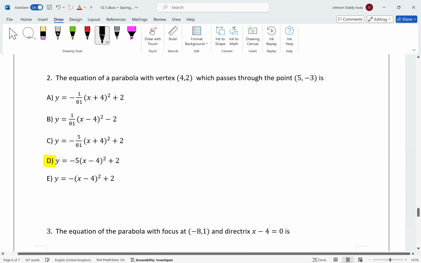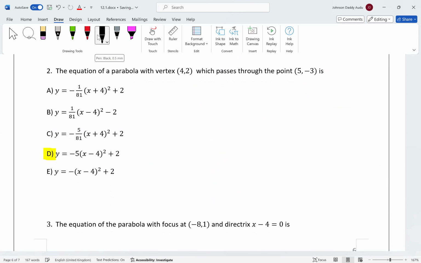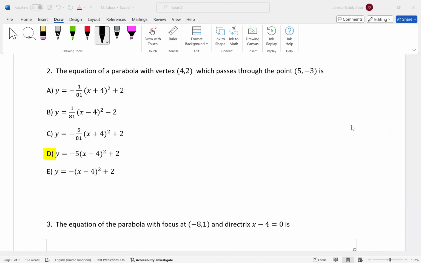Okay, so let's go to number 2. Number 2 says the equation of a parabola with vertex which passes through the point is this. So the equation of a parabola with vertex, so the vertex is this, and it passes through the point 5 and minus 3 over 2. 5 and minus 3.